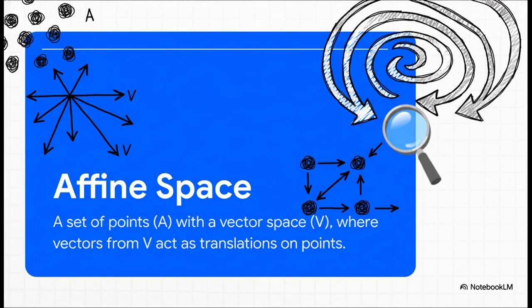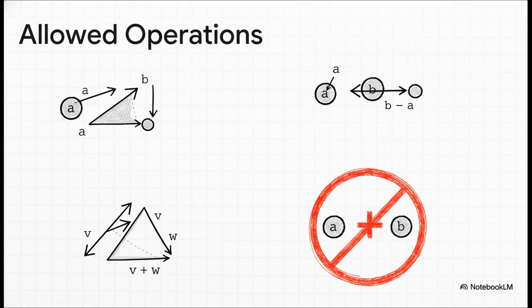An affine space basically has two key ingredients. First, you've got a set of points, which we'll call A. These are just pure locations, nothing more. Second, you have an associated vector space, V. Now, the crucial thing here is that the vectors in V are not points. They are pure displacements, or translations. The main rule is that vectors from V can act on the points in A, essentially sliding them from one spot to another. This structure gives us a very specific and very clear set of rules.